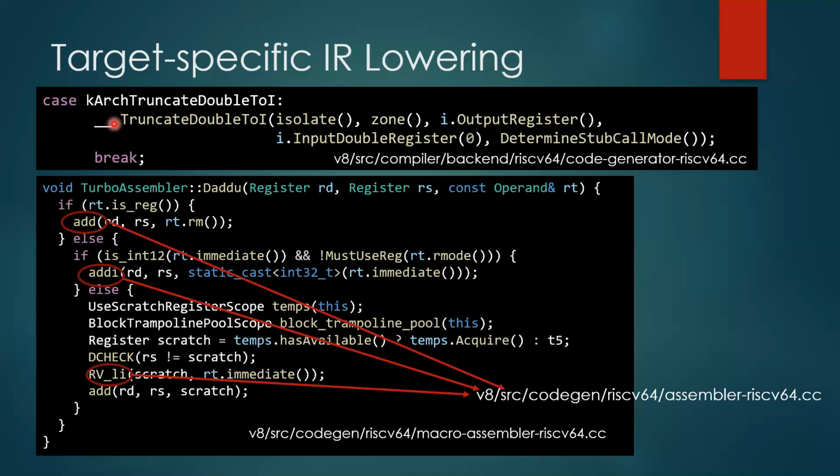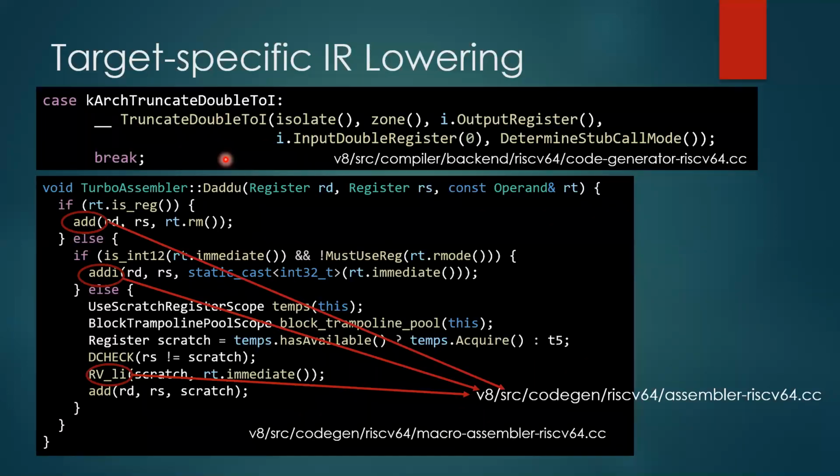Here I'm choosing one which implements an opcode called truncate double to integer. This is implementing some semantics that are JS semantics. And __ is a macro defined to be the TurboAssembler, so basically it's invoking the TurboAssembler function called TruncateDoubleToI. Again, this implementation is a little long, so I didn't include it over here.